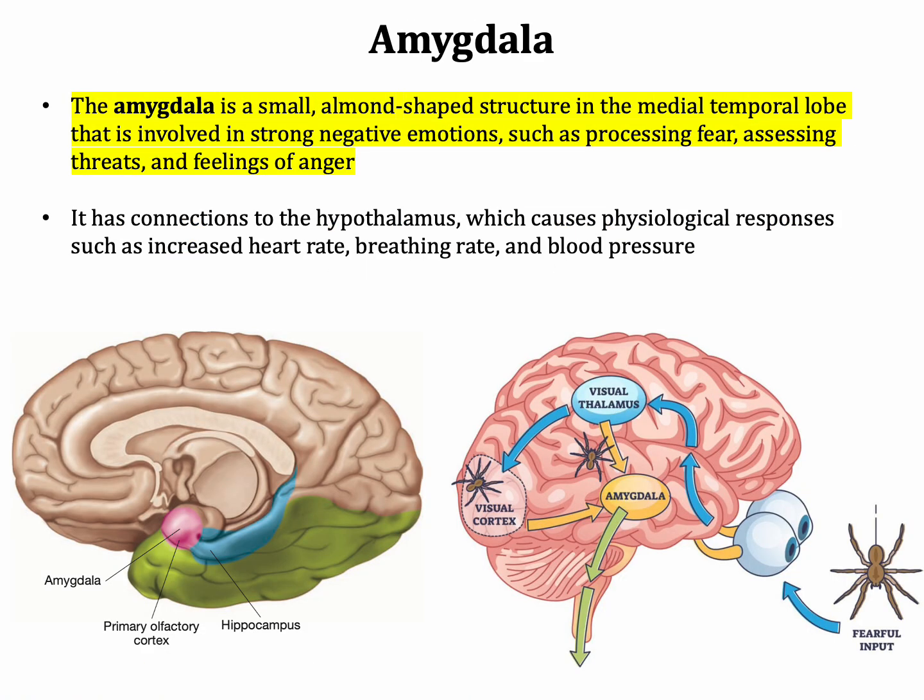The amygdala is a significant part of our limbic system. It processes fear, anger, and assesses threats to the body. If we use our example down here, some people are terrified of spiders and they see a spider, that sensory information coming in is going to go to different areas, the visual thalamus and visual cortex, but will also be shuttled to the amygdala and cause that fearful response. It causes a physiological response: increased heart rate, breathing rate, and blood pressure. The same things happen when we're angry or we feel threatened. So the amygdala is really what regulates that whole idea.